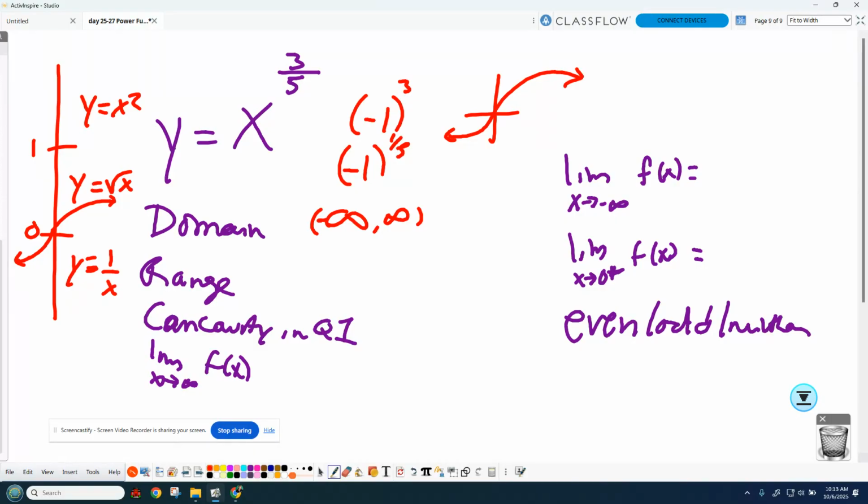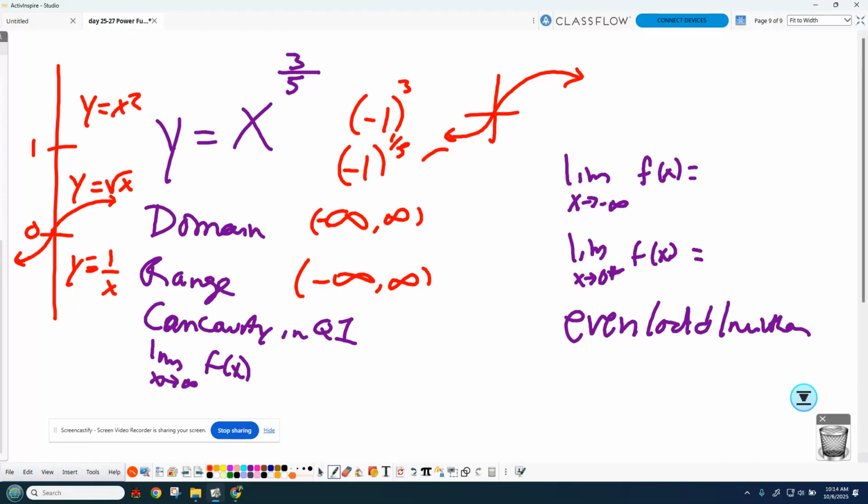What's the range? Are there any y values it's never going to hit, or is it going to be all of them? She doesn't want you all to know. So it's really slowly going up and really slowly going down, but it's getting there eventually.